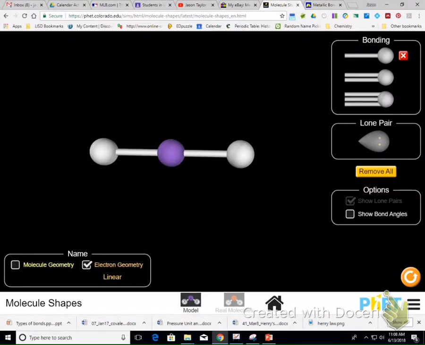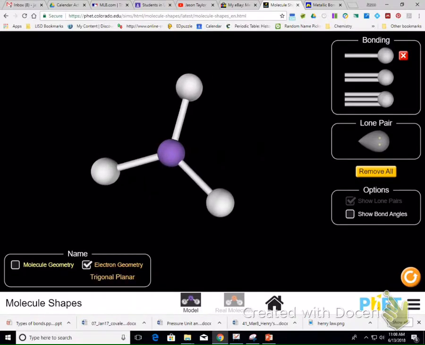If I have two things and I want to get them as far away from each other as possible, you can see here from the model that 180 degrees is as far apart as I can get two things. So that's your linear geometry. It's only one-dimensional.